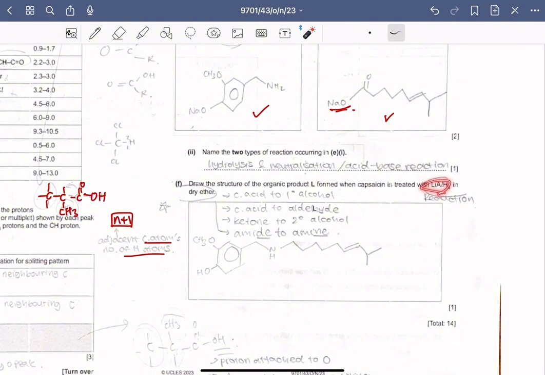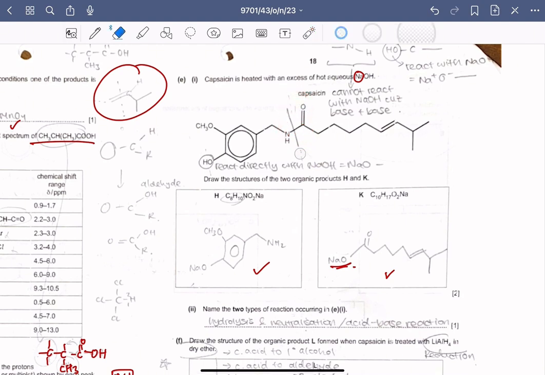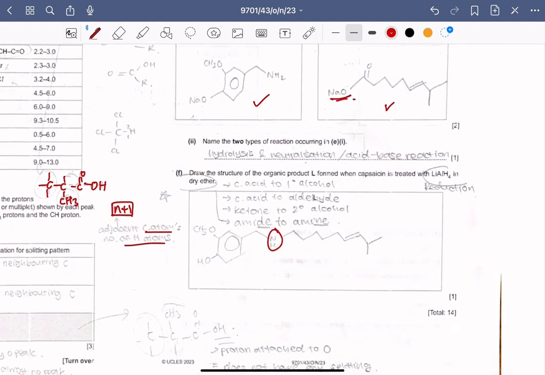Draw the structure of the organic product L formed when capsaicin is treated with LiAlH4 in dry ether, which is a reduction reaction. LiAlH4 can work to form these reactions in the A-level syllabus. Carboxylic acid can be reduced to primary alcohol. Carboxylic acid can be reduced to aldehyde. Ketone can be reduced to secondary alcohol, and amide to amine. So the amide bond here, initially it was NH to C=O, can form an NH bond only, and the C=O is gone, and therefore this is the structure.